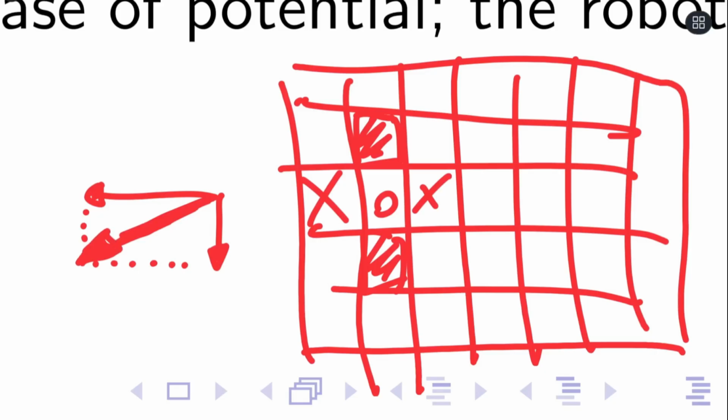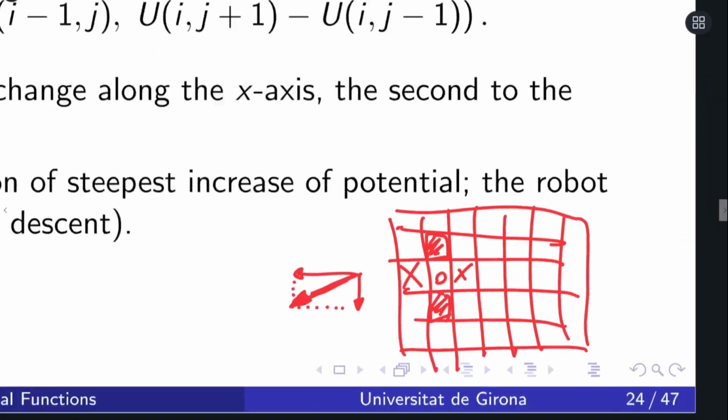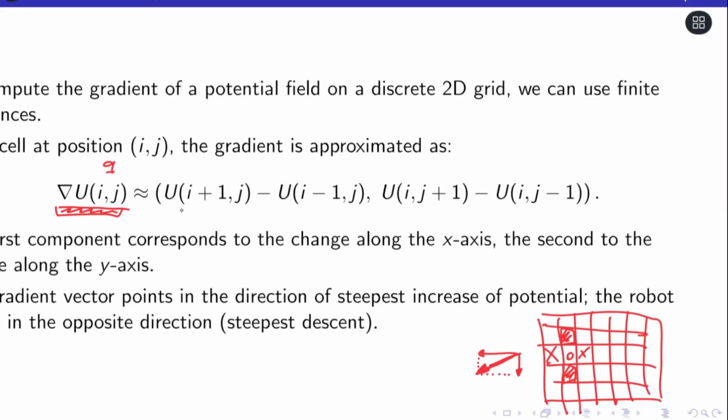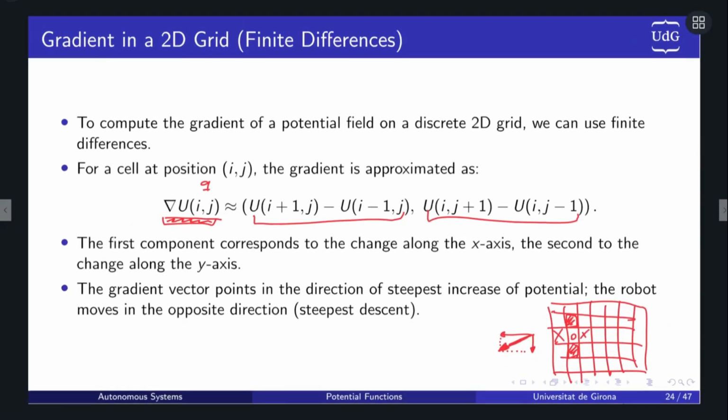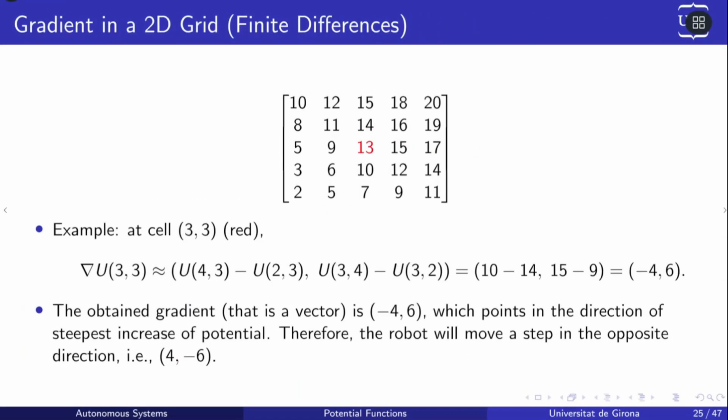Okay, I thought I changed the color. And computing that is that simple. It is this subtraction, comma, this subtraction. This gives us these two small arrows, and then the gradient will be just the vector that combines these two arrows. This is a position, it's a vector, nothing else. Let's see it here with an example.